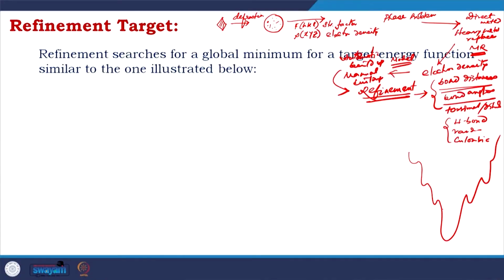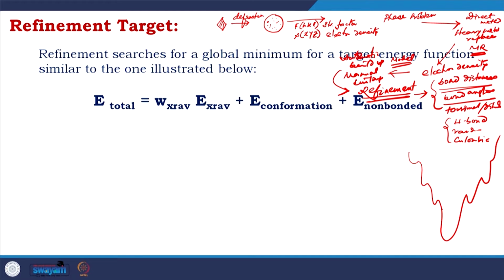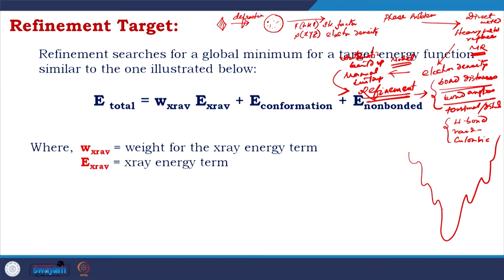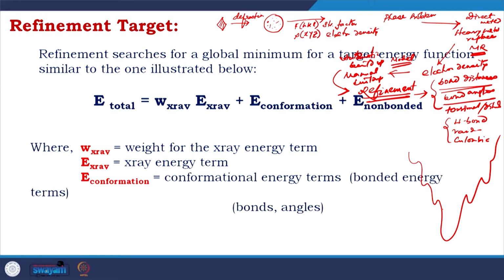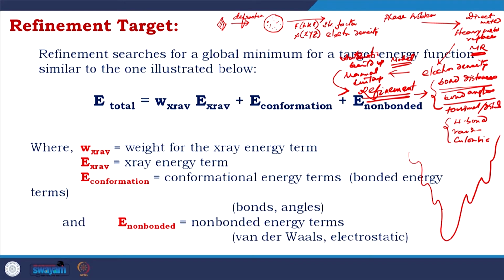So, if you see, refinement searches for a global minimum for a target energy function similar to the one illustrated: E total equals W X-ray E X-ray plus E conformation plus E non-bonded, where W X-ray is the weight for the X-ray energy term, E X-ray is the X-ray energy term, E conformation is the conformational energy terms or bonded energy terms, which talk about bonds and angles, and E non-bonded is the non-bonded energy terms talking about van der Waals and electrostatic.